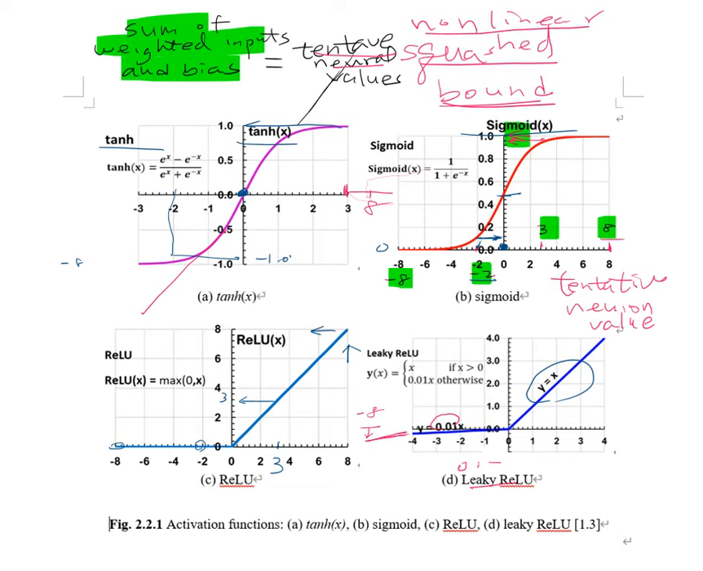So all the x-axis values represent tentative values, or the sum of weighted input and bias, and there is a corresponding activated value, which indicates your system is now nonlinear, squashed, and bound. This is very important to represent the nonlinear relationship between inputs and outputs.